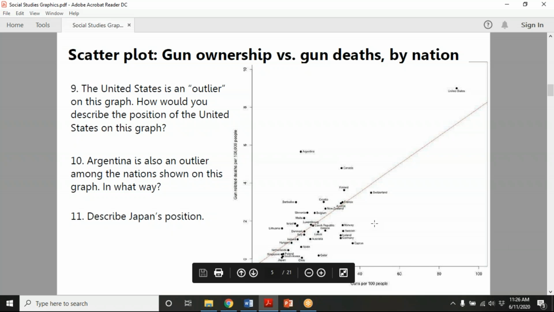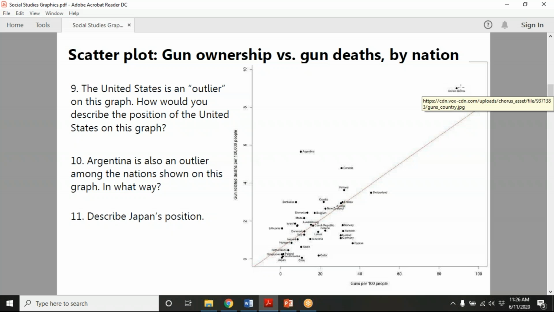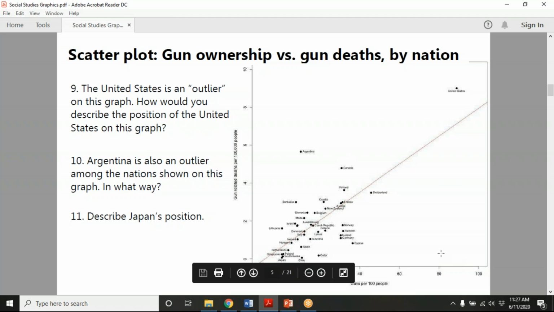Number 9, the United States is an outlier on this graph. Here's the United States in the upper right. It's an outlier. It's not clustered in with the others, right? It's not part of any trend. How would you describe the position of the United States on this graph? What does this tell you about the United States? That it leads in both the numbers of gun deaths and gun ownership by a large margin. By a lot on both axes, right? It has way more gun deaths than anybody else and way more guns than anybody else.